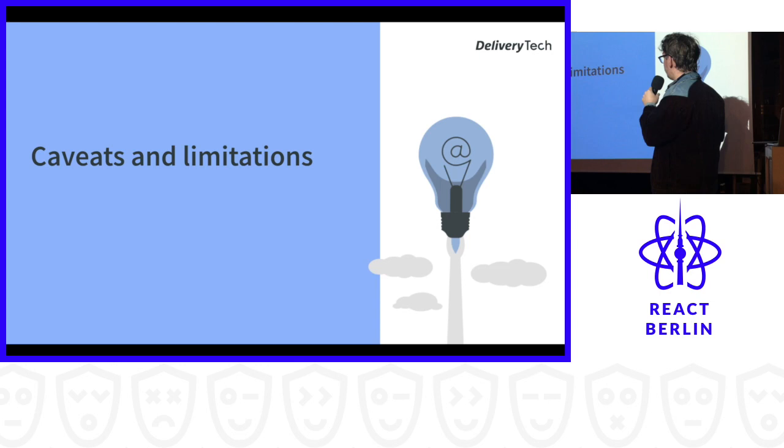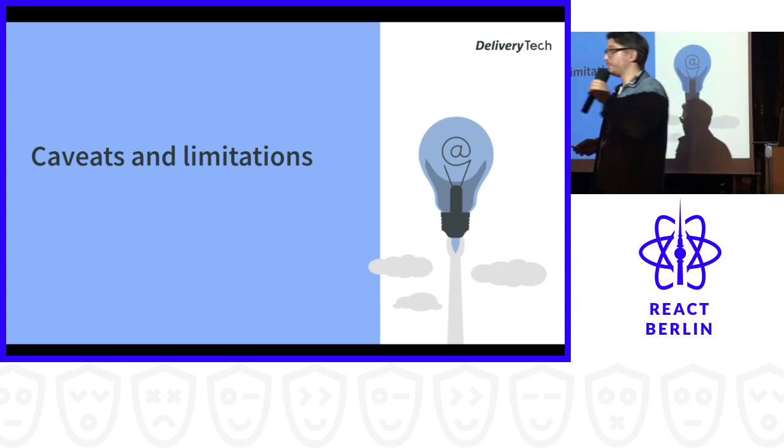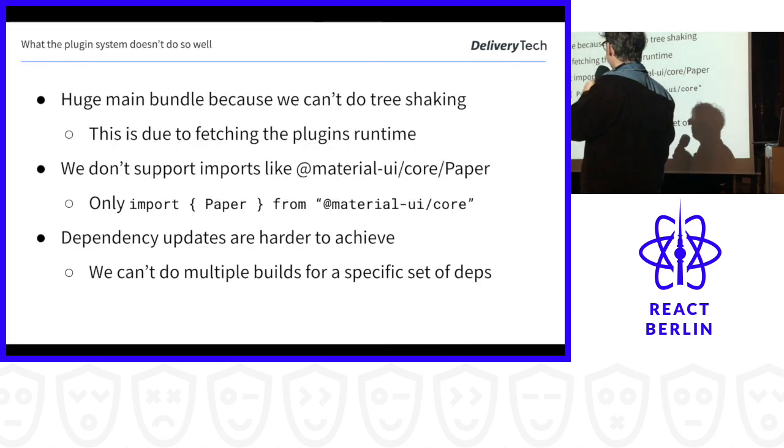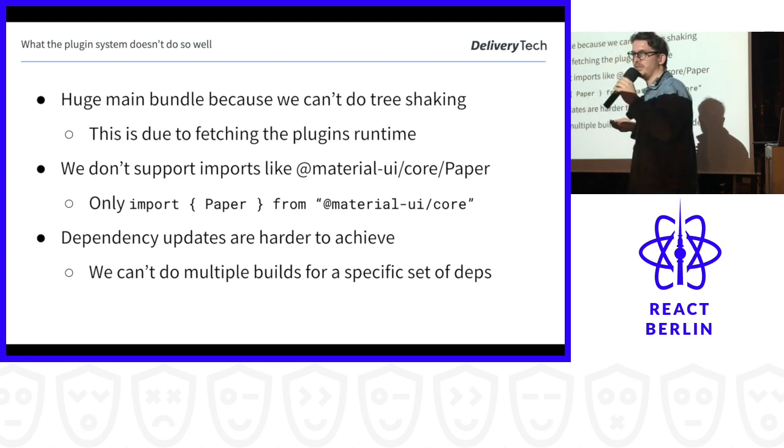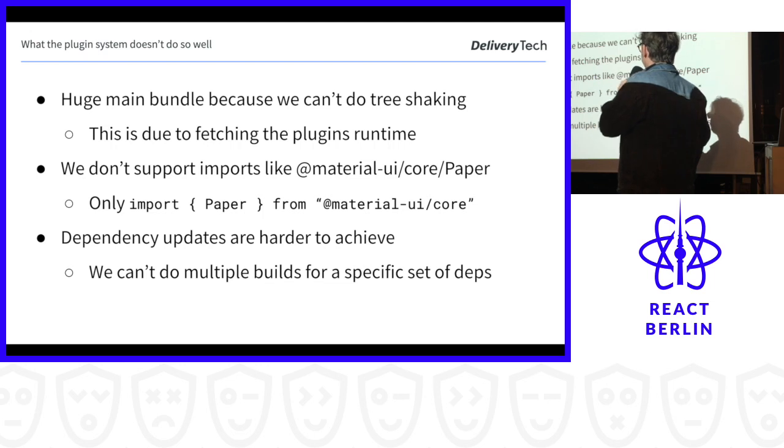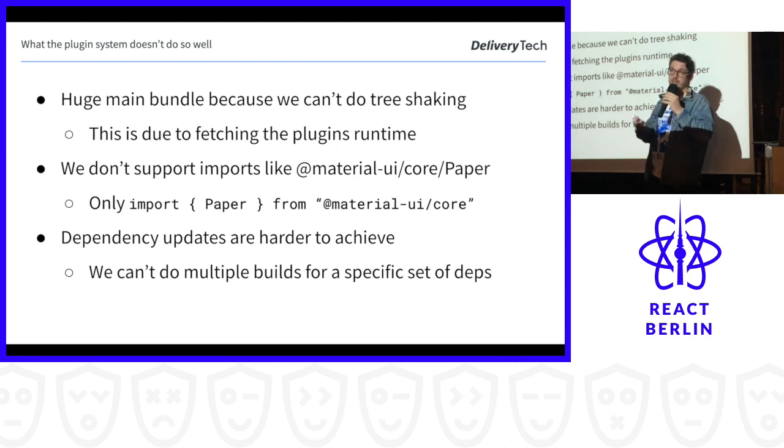So, caveats and limitations. This is the last part of this talk. I already said that our main bundle is really huge. I think currently it's 600 kilobyte gzip. And the problem with this is we can't do tree shaking because this is a runtime plugin system. So we have an endpoint, we fetch these bundles on runtime, and we don't know what the plugins actually use. So you need to include all of Material UI because they might use all of Material UI.